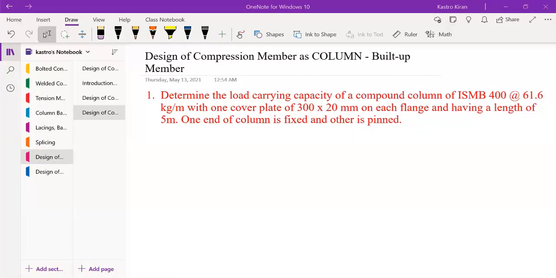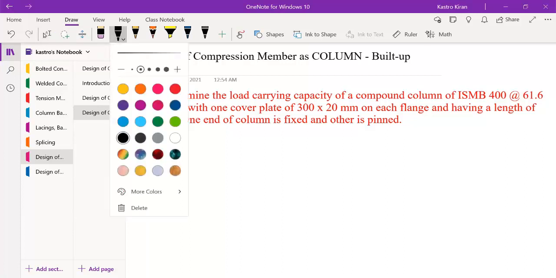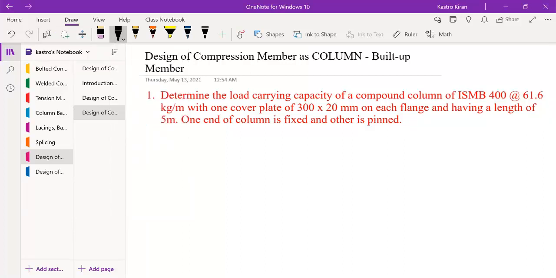So let's look at this problem. The condition is design of compression member as column. Particularly, we are going to talk about built-up sections. Here we are going to solve an analysis type of problem. Remember, this is not a design type of problem. We can only analyze these kinds of problems. So you can make the subpart as analysis type.